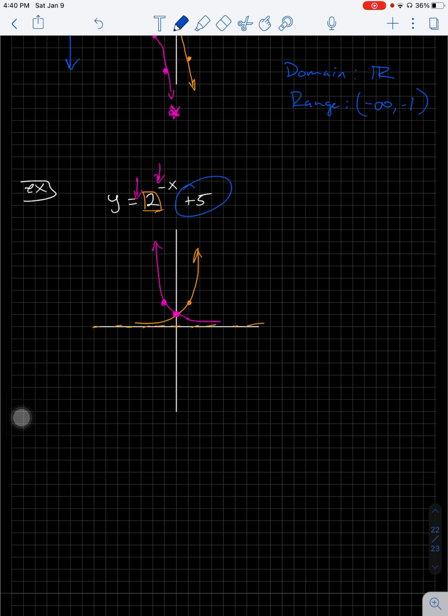So up 5, there's no number up here with the x, so there's no right or left, it's just an upshift. So I'm taking the pink graph and I'm shifting everything up 5. And the asymptote gets shifted up 5 as well. So it should look like the pink graph, only moved. Okay, the blue is our final graph.